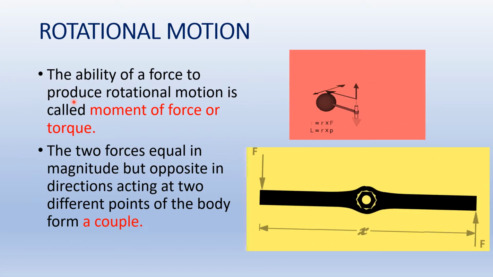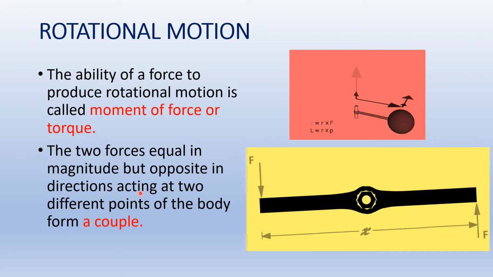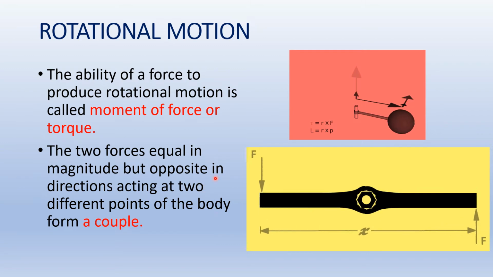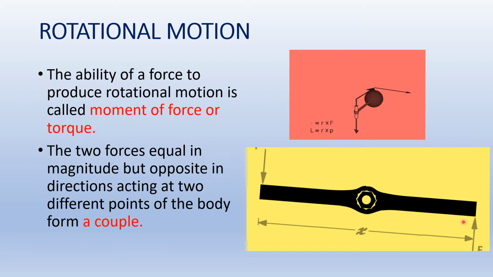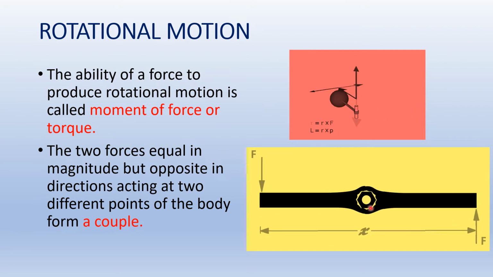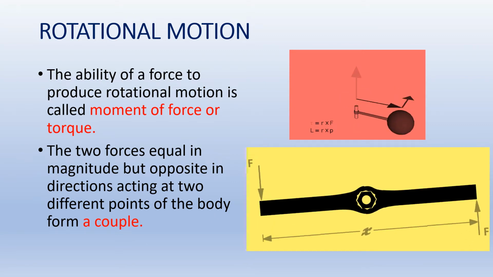What is a couple? Two forces equal in magnitude but opposite in direction, acting at two different points of a body, form a couple. In this GIF, these two forces are equal in magnitude but opposite in direction and they are acting on two different points, and due to this it forms a couple.